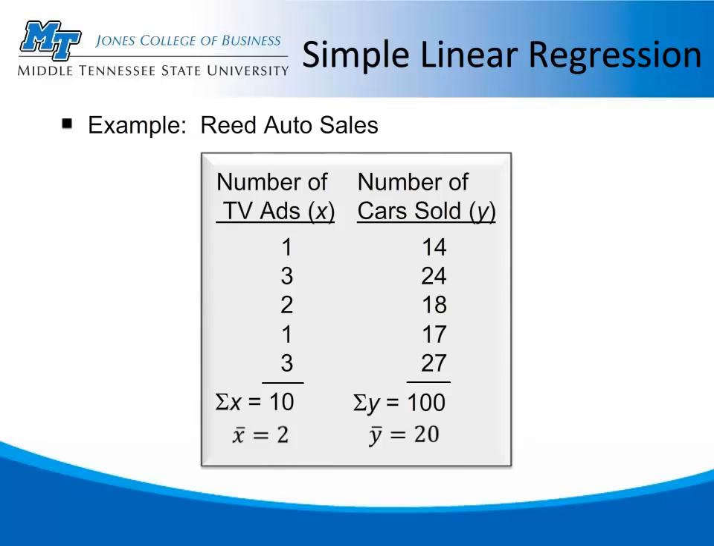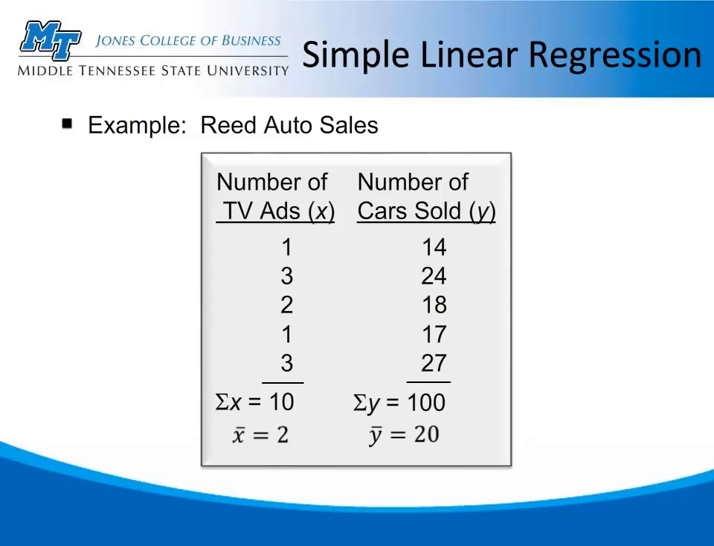And then we're going to try to see what that relationship is if we model it as a straight line. So this slide shows the sum of the values. There were 5 of the x values, the TV ad values. So 10 divided by 5 would be 2. The sum of the number of cars sold is 100. There are 5 occurrences in the data set, so 100 divided by 5 would be 20. So the x bar value is 2 and the y bar value is 20.